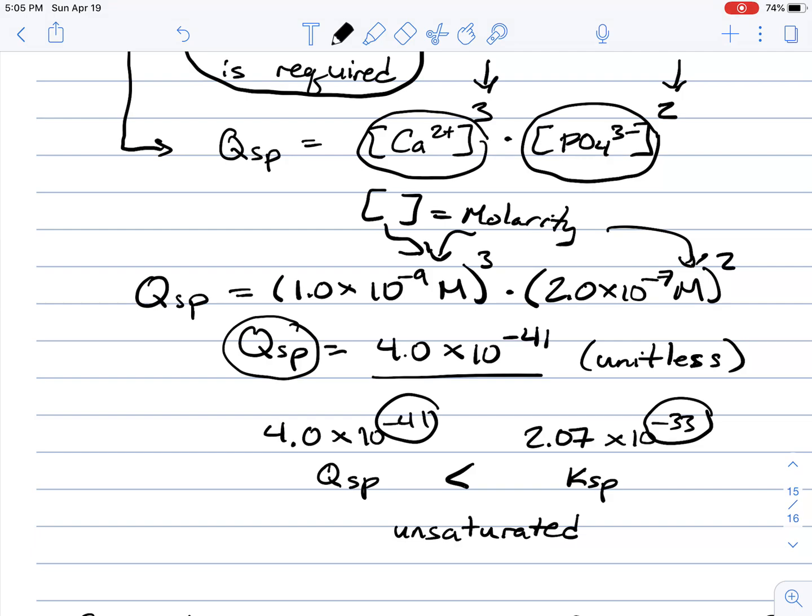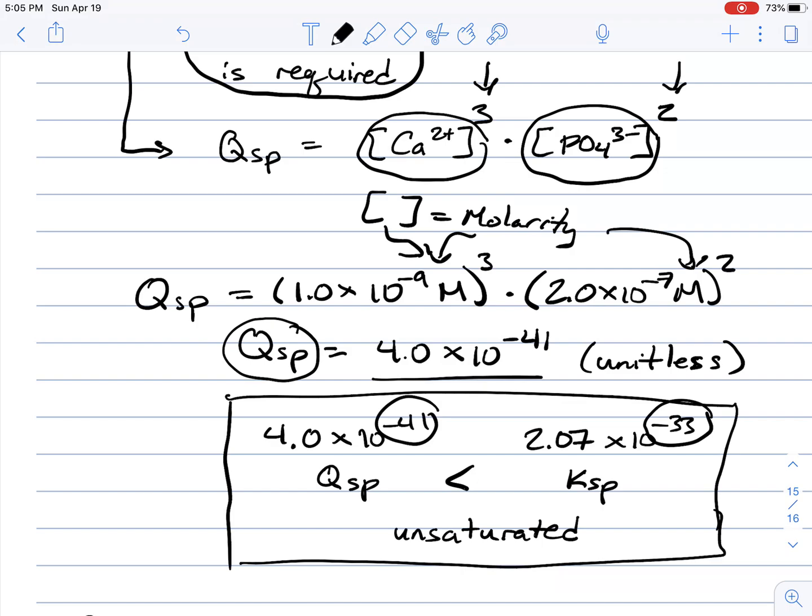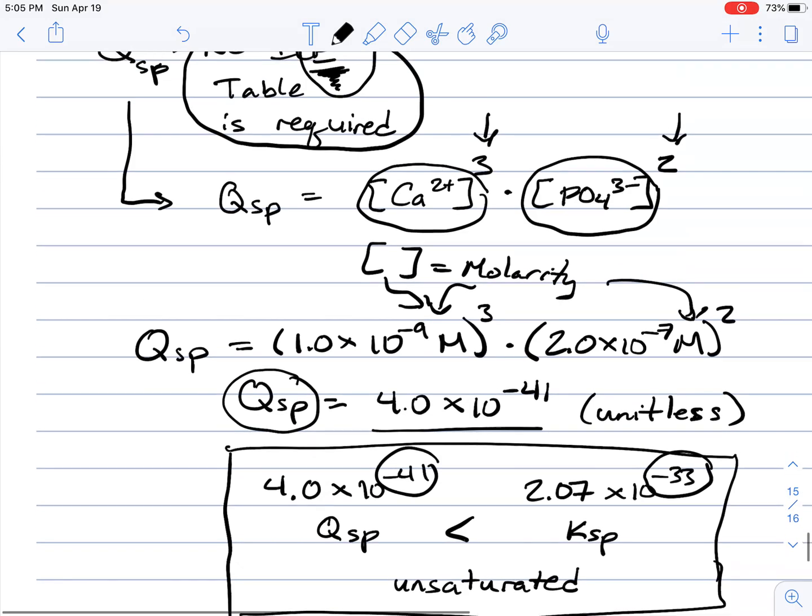And so we're using our K's and Q's to assess whether or not these ions that are supposed to form a precipitate will actually form a precipitate, given the actual amounts present in the solution. Okay? And in this scenario, since it's unsaturated, since QSP is less than KSP, the precipitate of calcium phosphate will not occur. Okay?